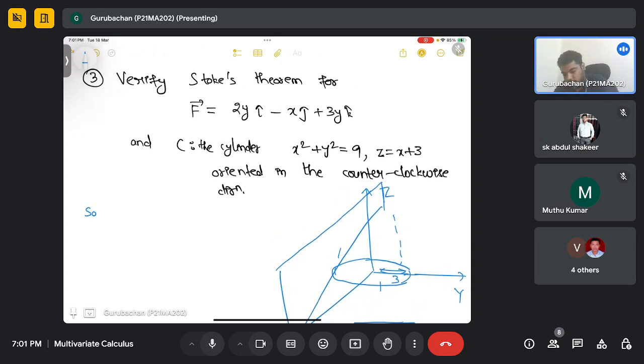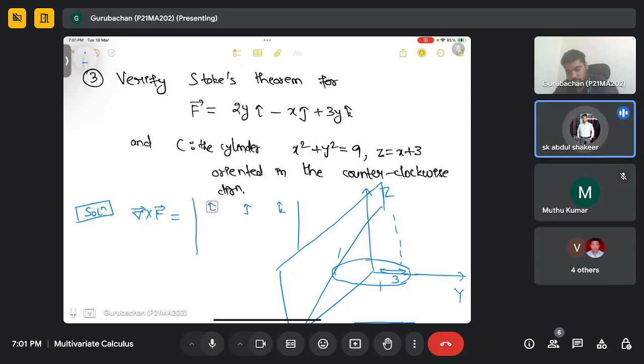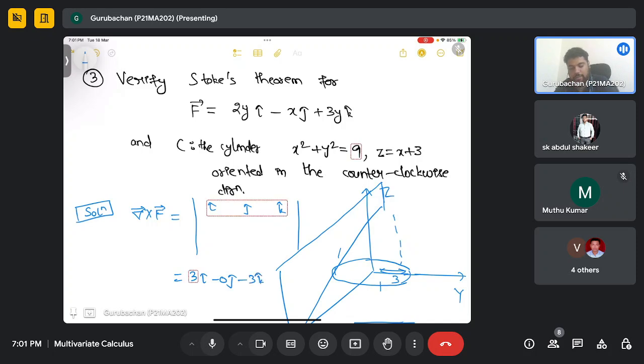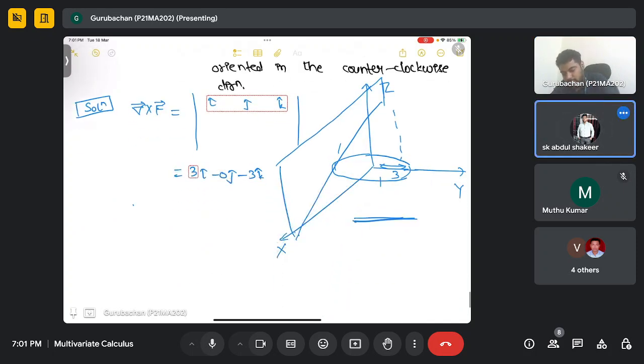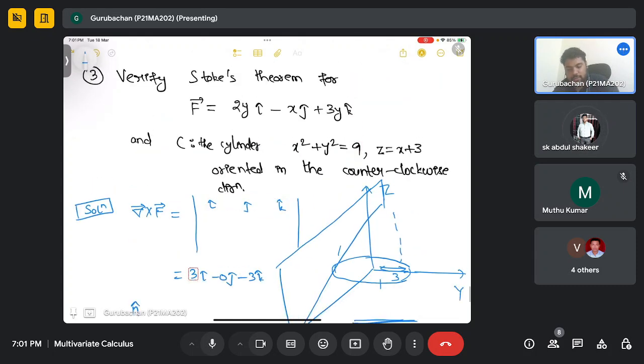So we know that we need to calculate the surface integral and we need to calculate F dot dr. For the surface integral, we need to calculate its curl first. Has anyone calculated its curl? 3i cap minus 0j cap minus 3k cap. Let me verify it. Yes, you're right. 3i cap minus 0j cap minus 3k cap, right? Yes, sir. So n cap will be, since we have xi cap plus yj cap whole upon 3.